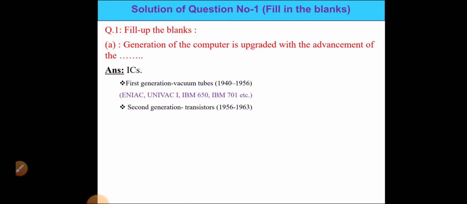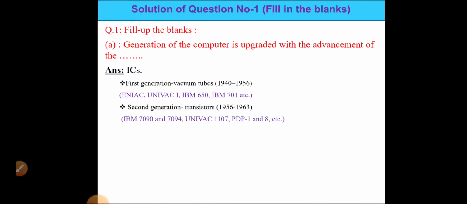Now see the second generation computer, where transistors were used. The second generation duration was 1956 to 1963. So in the second generation computers, transistors were used.